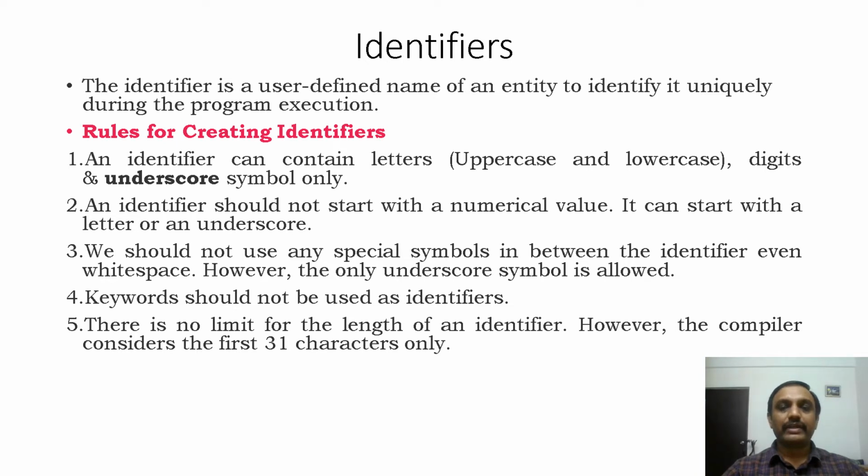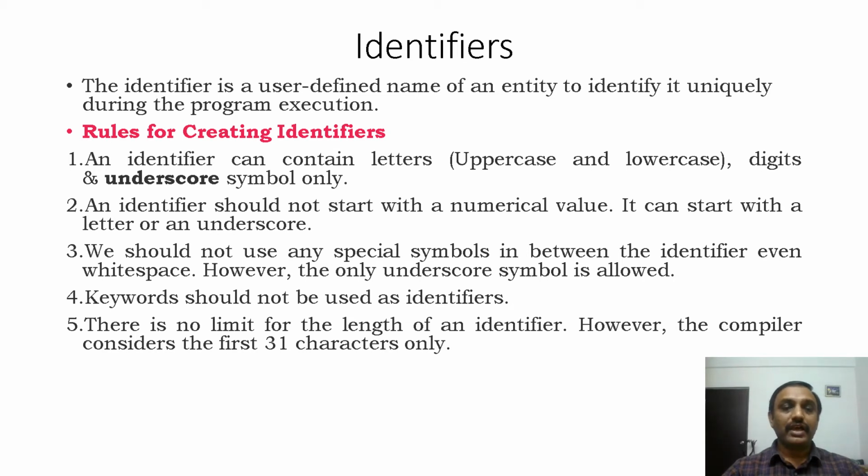What do you mean by an identifier? An identifier is a user-defined name of an entity to identify it uniquely during the program execution. These identifiers are used to give names to variables, arrays, functions, etc. To give names by using these identifiers, we have to follow certain rules. So what are those rules?